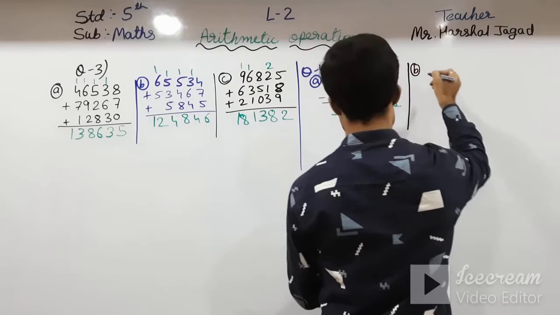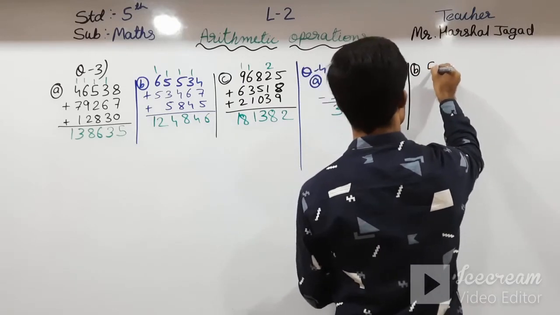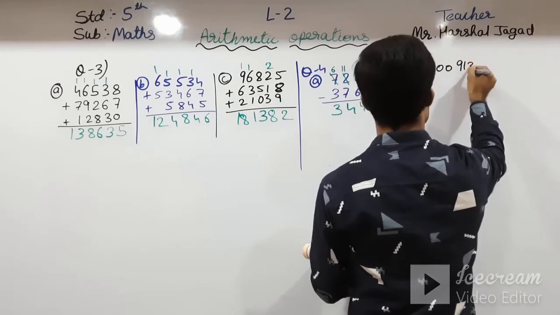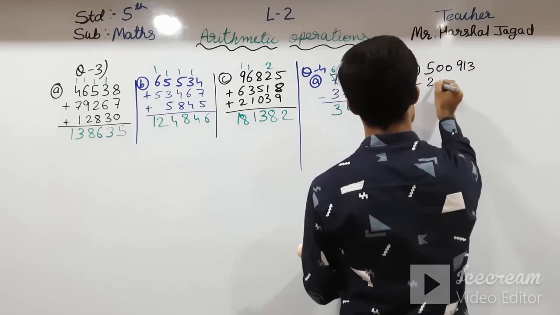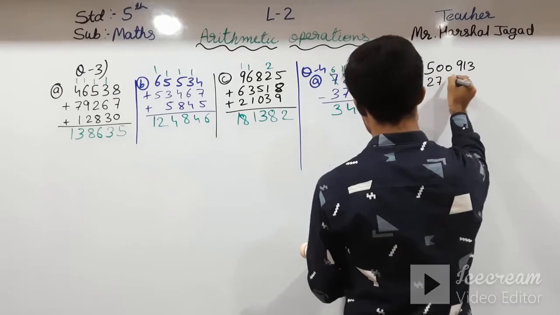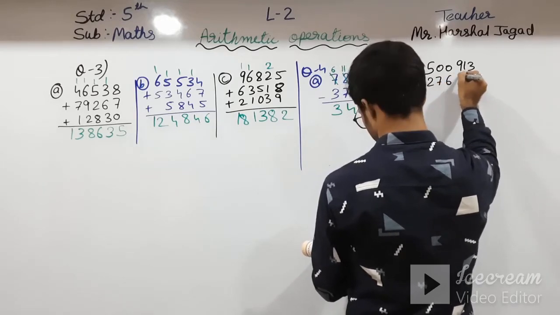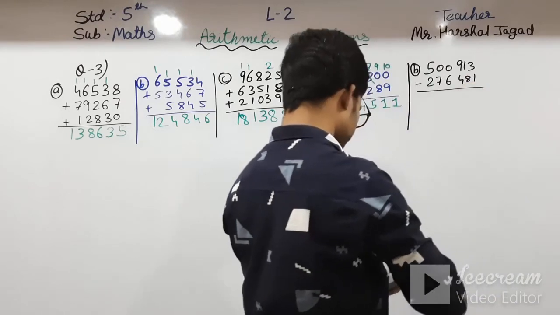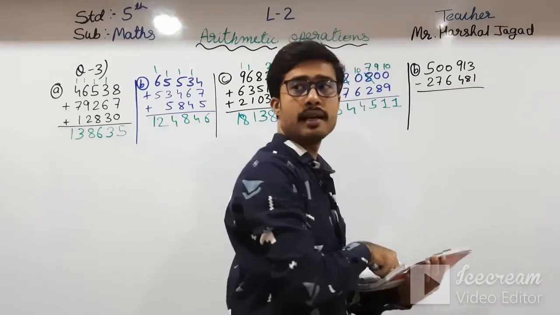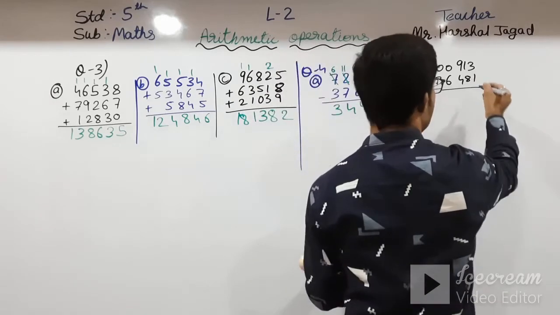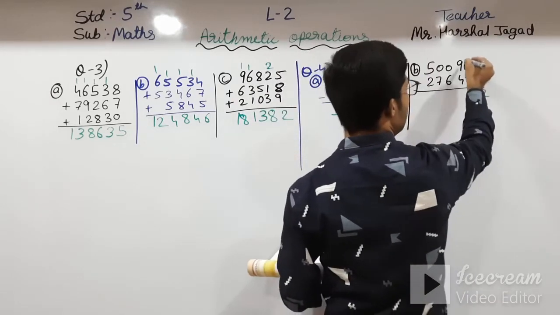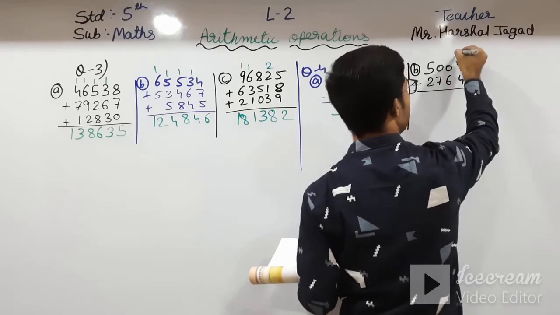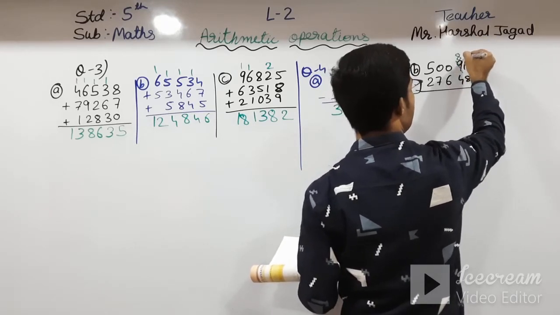B, that is 500913 minus 276481. So in this what will be there? Here 3 minus 1, that is 2. So here 1 minus 8 will not happen. So borrowing from here, that is 9 becomes 8 and here becomes 11.